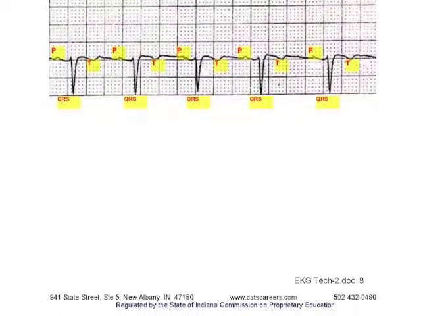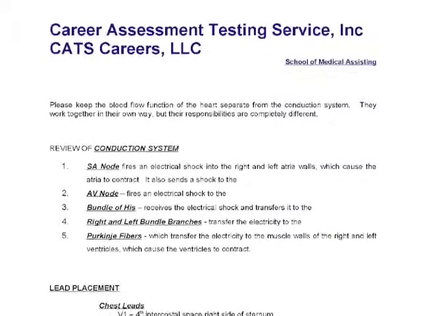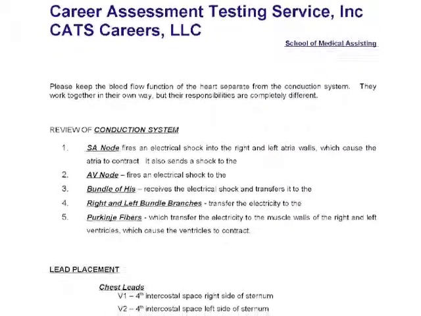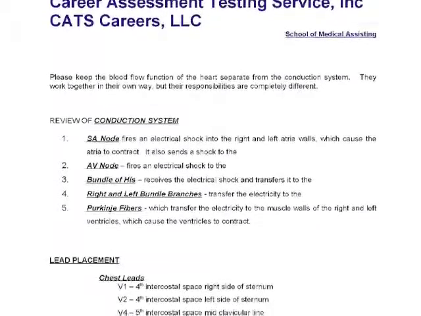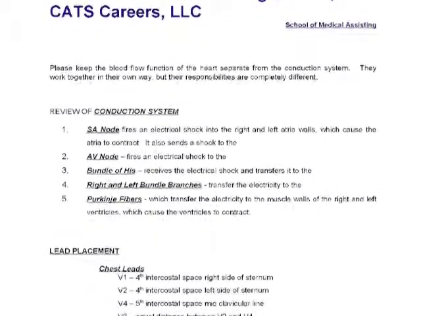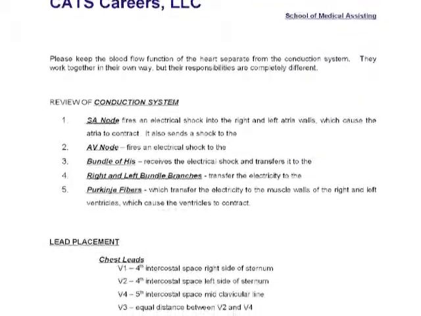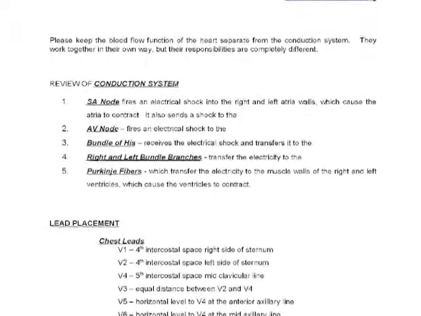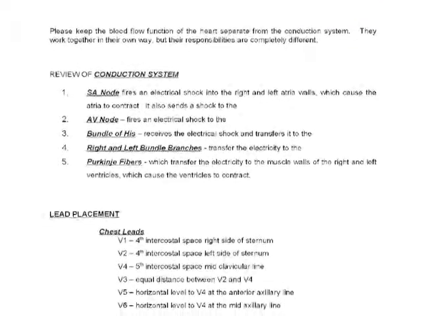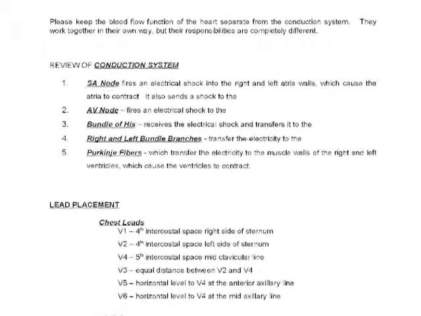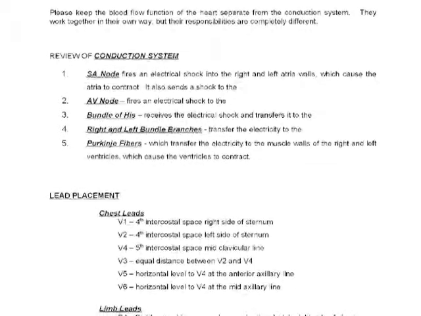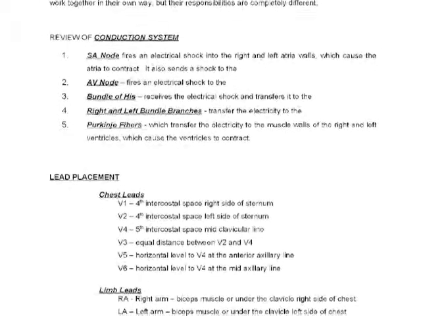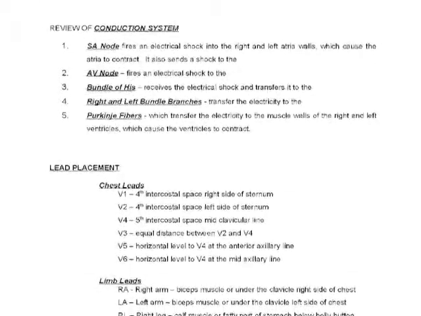Once again, please keep in mind the blood flow function of the heart is separate from the conduction system. They work together in their own way, and they have their own responsibilities, and they work separately, not together. Okay? Review. The SA node fires into the right and left atria. Atria contract. It also sends a shock to the AV node, which also fires its own shock through the bundle of His, to the right and left bundle branches, to the Purkinje fibers, and the ventricles contract.